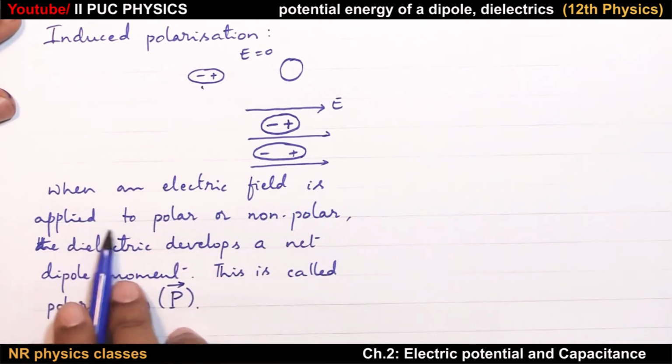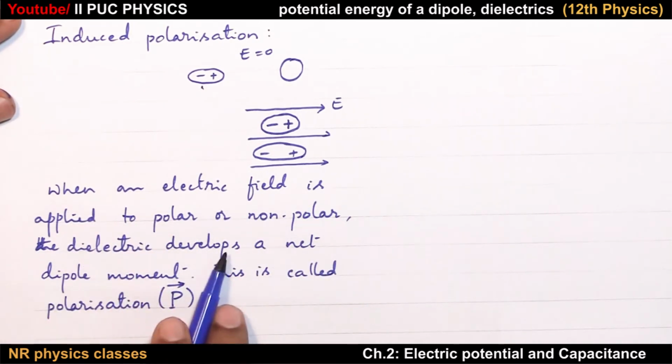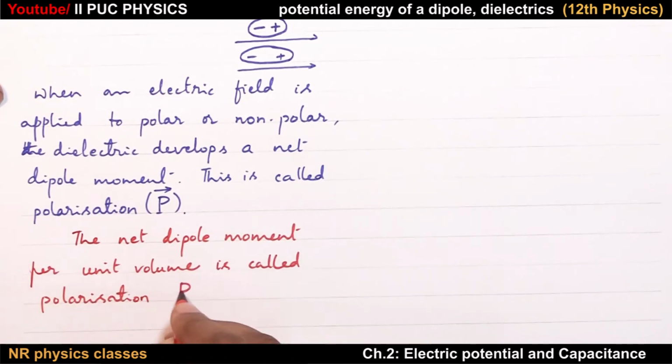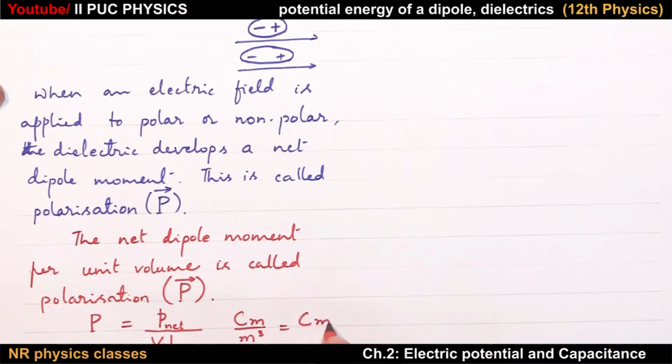When an electric field is applied to a polar or non-polar dielectric, it develops a net dipole moment. This is called polarization. The net dipole moment per unit volume is called polarization. So polarization, capital P, equals net dipole moment, small p net, divided by volume. Dipole moment is coulomb meter, volume is meter cube. Therefore, coulomb per meter square is the SI unit of polarization.